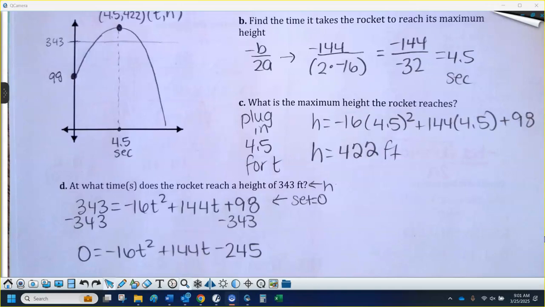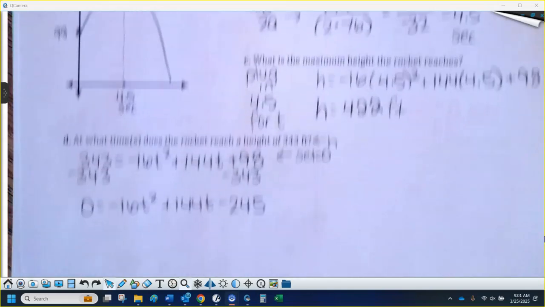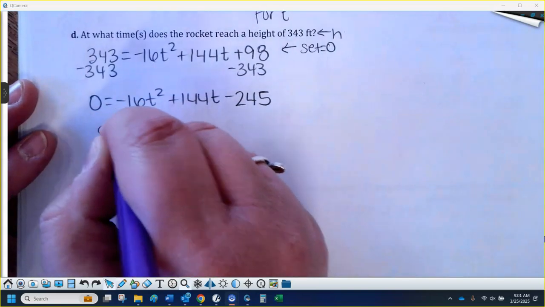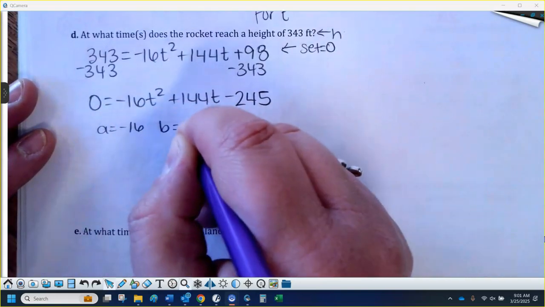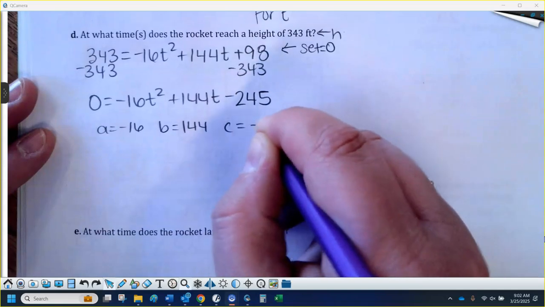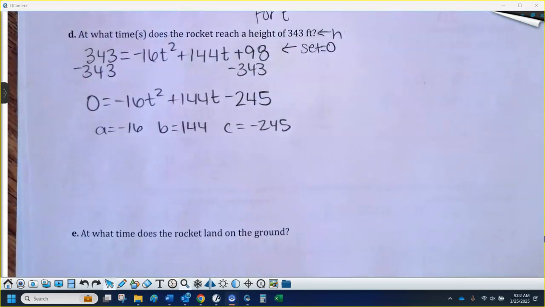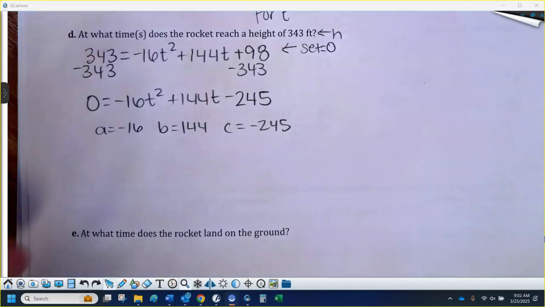Now you saw my picture. I should have 2 answers to this question, right? Because I'm going to hit it on the way up and the way down. So we're just going to plug this into the quadratic formula. My A value is negative 16, B is 144, C is negative 245. If you're doing a word problem like this, you don't have to worry about leaving this in simplest radical form. It's going to tell you to round to the nearest hundredth on the questions that we're going to practice.